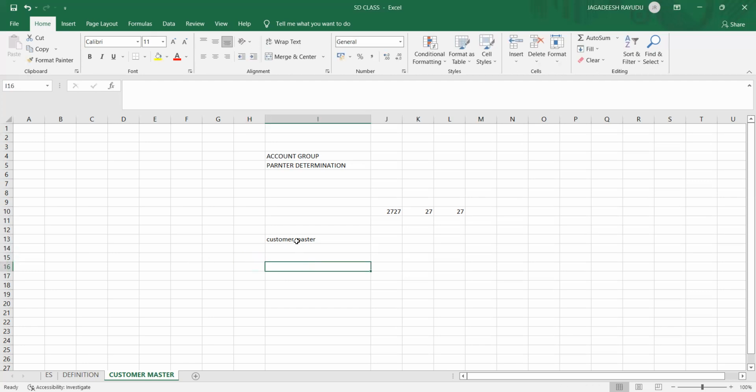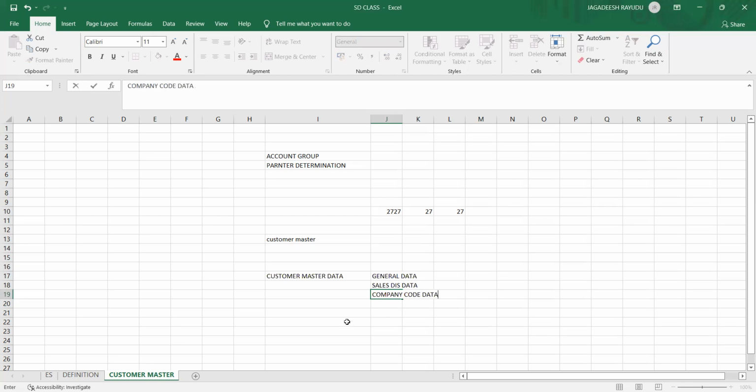How are you going to divide your customer master data? Your customer master data is divided into 3 tabs. One is general data, the second one is sales and distribution data, and the third one is your company code data. Customer related, which GL account it needs to be posted to, what are all the terms and conditions from the finance department, all these related data will be in company code data.